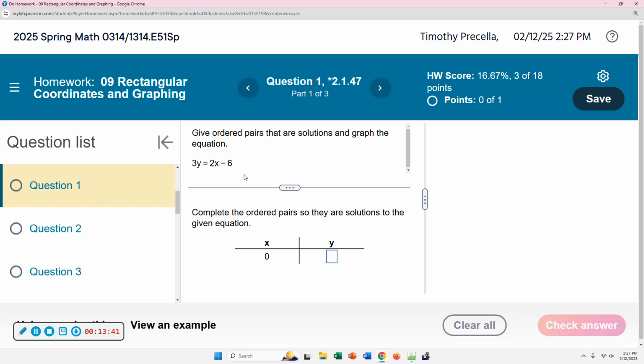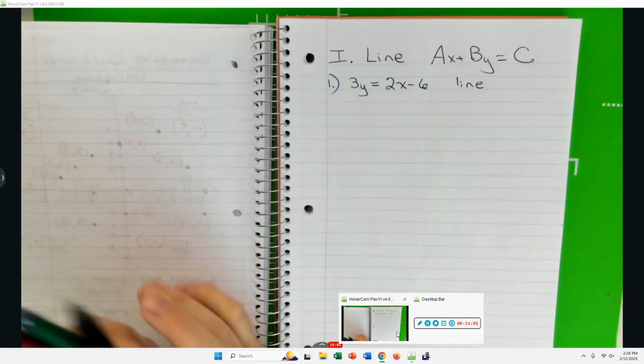Okay, we're looking at this. It doesn't tell you what you're graphing here. But when I look at this equation, I see x's and y's. Do I see any exponents? No. Do I see variables in denominators? Do I see any square roots? So you have to know that's a line that I'm trying to graph.